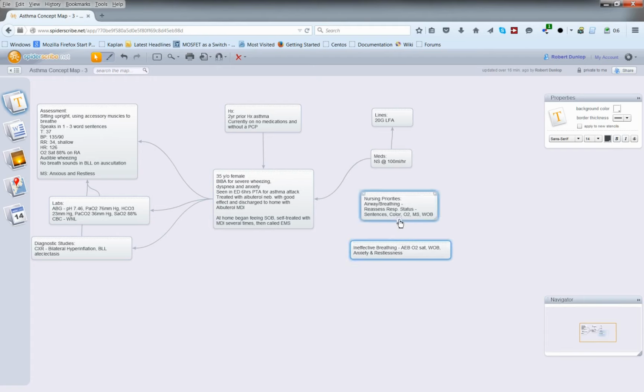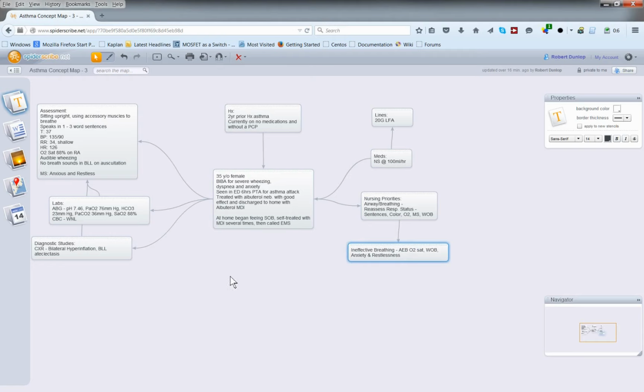And so this leads to that. And this, again, leads to this. So I'm going to manage her airway. I'm going to reassess every time I walk in the room. I'm going to talk to her, listen to her speaking, her color, her O2 sats. And at this point, you really have enough to start building your care plan.